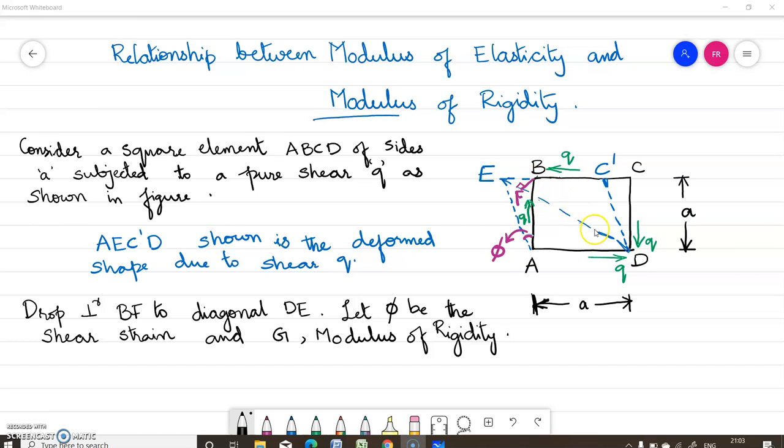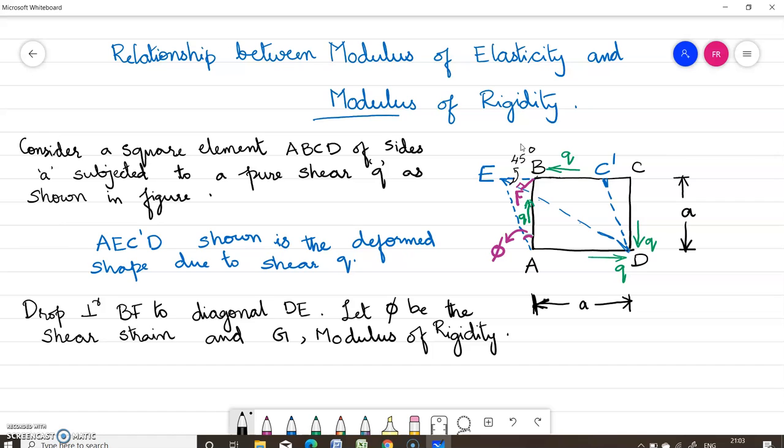So what is the angle between the shearing plane and the diagonal? This is the shearing plane. The angle between the diagonal and the shearing plane is 45 degrees. Now we are assuming that the shear strain phi is very small, so the deformation is very small, and hence the angle between the shearing plane and the diagonal DE remains constant. It will not change. So our assumption is that this angle is also equal to 45 degrees.